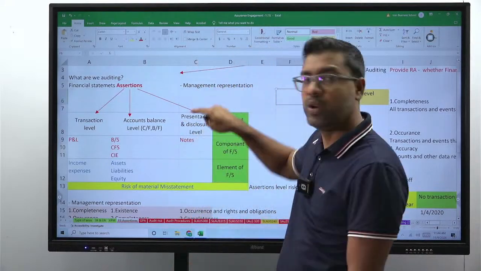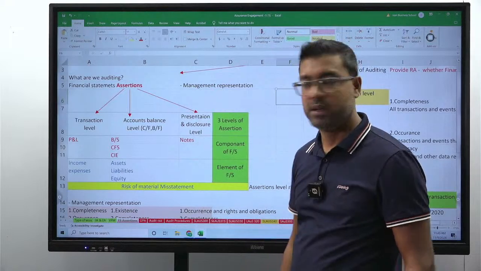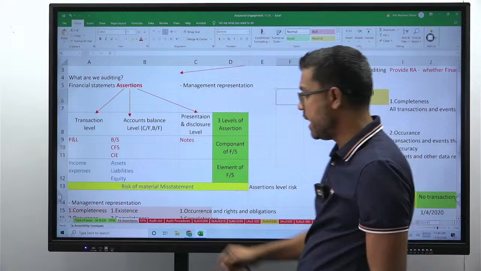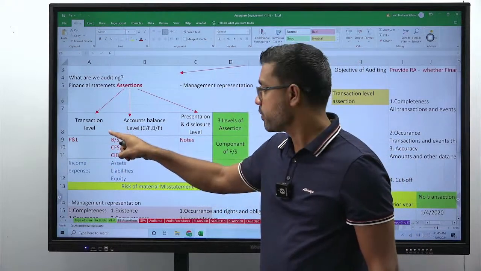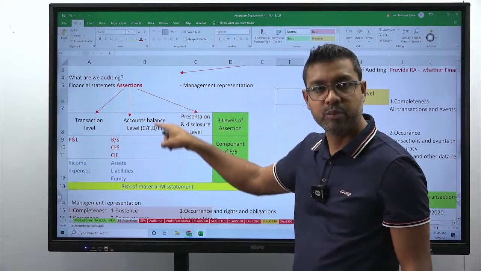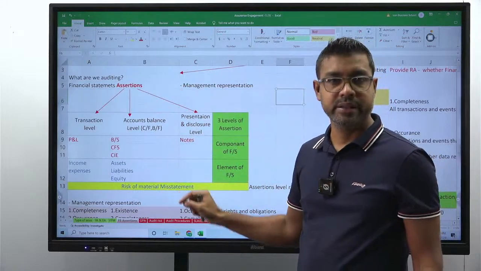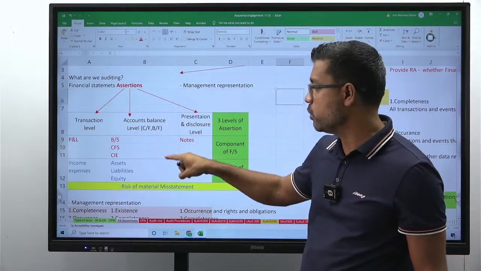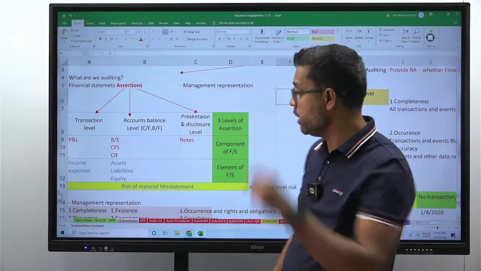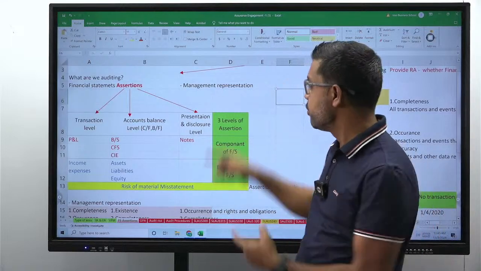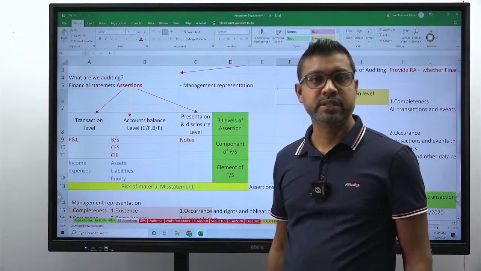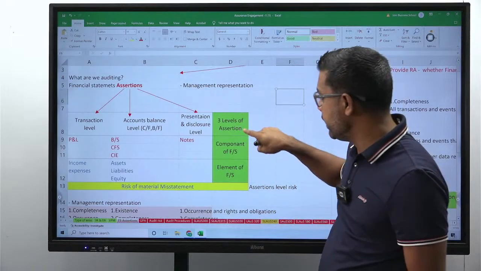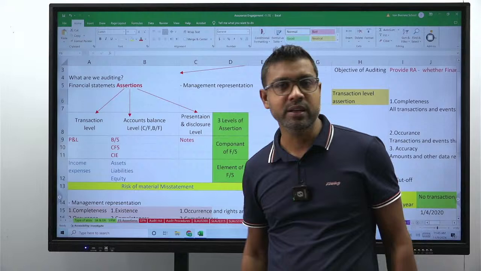And presentation and disclosures you can see in our notes. Now all these components of financial statements I have categorized under transactions, account balances, and presentation and disclosures. P&L means transaction level; balance sheet, changes in equity and cash flow statement mean account balance level assertions. Finally, notes mean presentation and disclosure level. So three levels of assertion I link to components of financial statements.